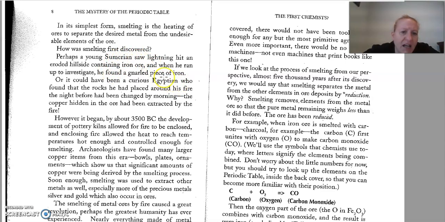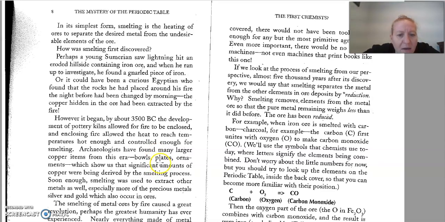Perhaps a young Sumerian saw lightning hit an eroded hillside containing iron ore, and when he ran up to investigate, he found a gnarled piece of iron. Or it could have been a curious Egyptian who found that the rocks he had placed around his fire the night before had changed by morning. The copper hidden in the ore had been extracted by the fire. However it began, by 3500 BC, the development of pottery kilns allowed the fire to be enclosed, and enclosing the fire allowed the heat to reach temperatures hot enough and controlled enough for smelting.